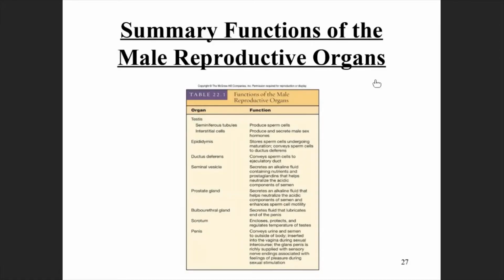Okay, if there's no questions, let's go on with the female reproductive system.